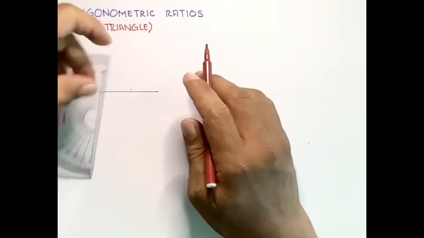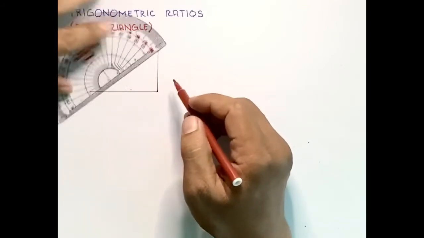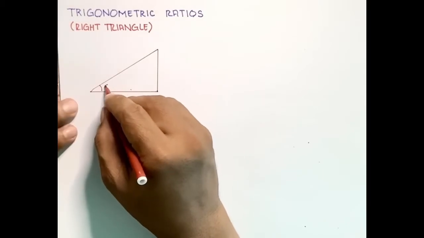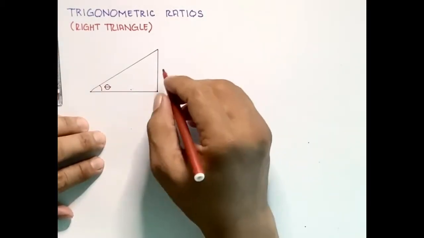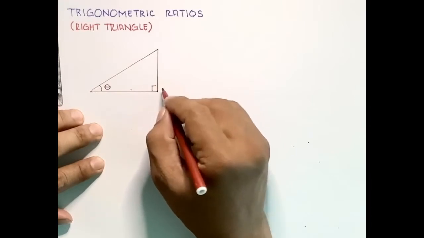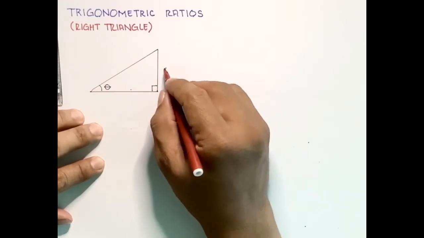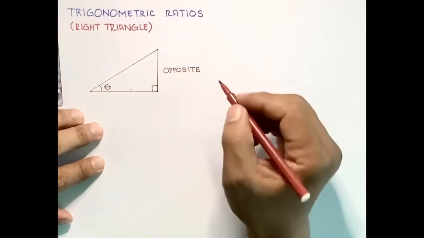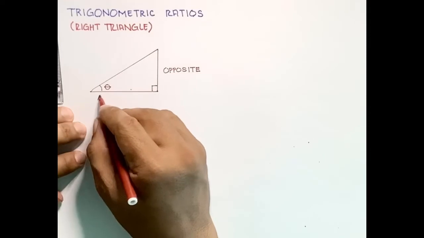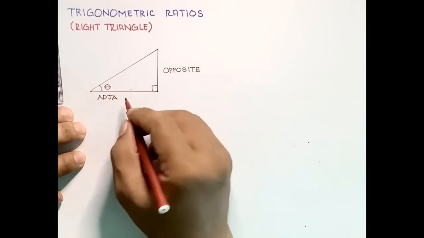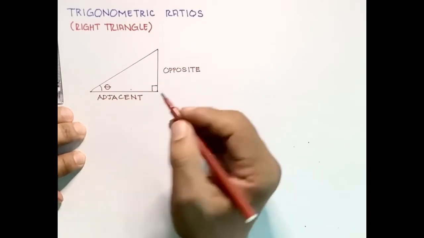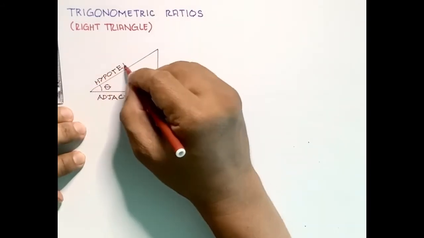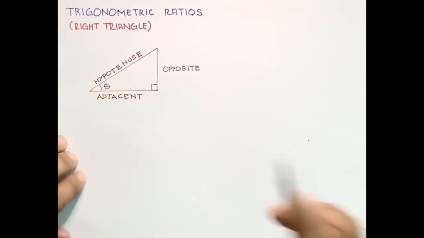So that's the adjacent side. That will be the opposite side and the hypotenuse. So that's the theta, which is opposite to the opposite side. So opposite to the angle theta is the opposite. And just beside the theta is the adjacent side. And the longest line from our Pythagorean theorem, the longest line of a triangle, is called the hypotenuse.